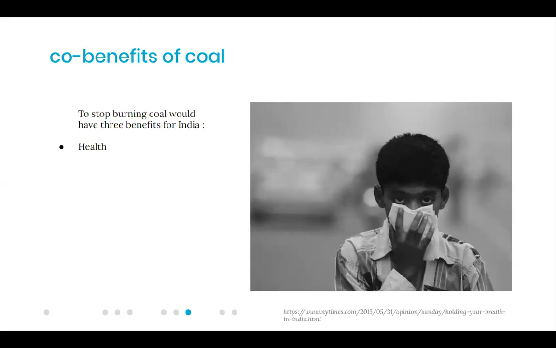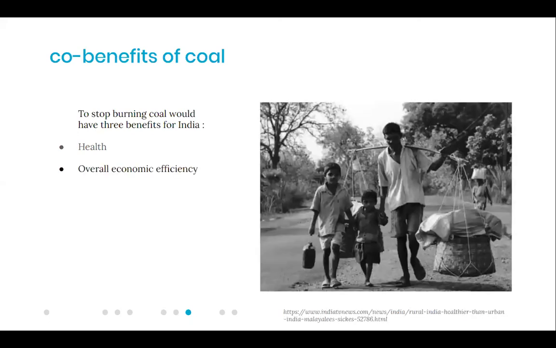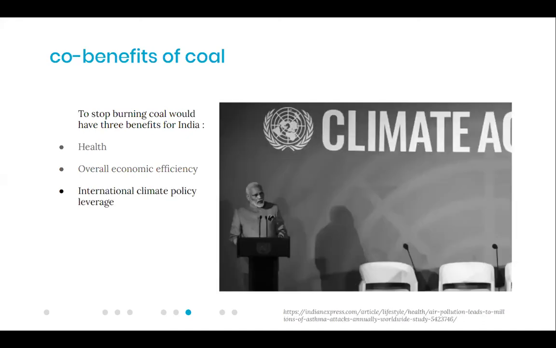So he tells us that there are three clear benefits for India if we stop burning coal. One is obviously the health benefit. The second is the overall economic efficiency. So while it might seem counterintuitive, even though it's a huge part of our economy, if we were to replace it with renewables, which is not going to be easy, it would still improve overall health and early life environments for India's current children, which is an investment in human capital, which eventually pays off in economic dividends in the future.